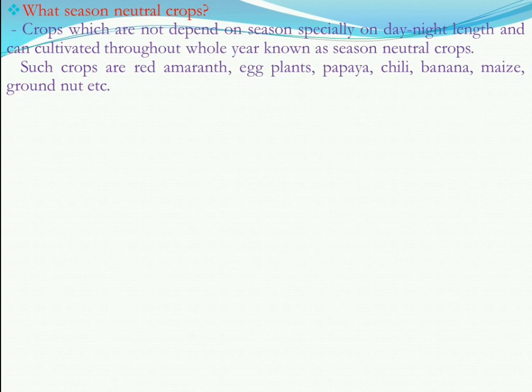Such crops are red amaranth, eggplants, papaya, chili, banana, maize, groundnut. Amongst these crops, maize and groundnut are not horticulture crops. They are field crops. Okay? So let us know more about some season neutral crops. What are the main characteristics of season neutral crops?